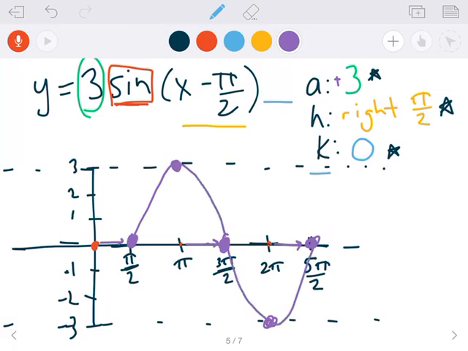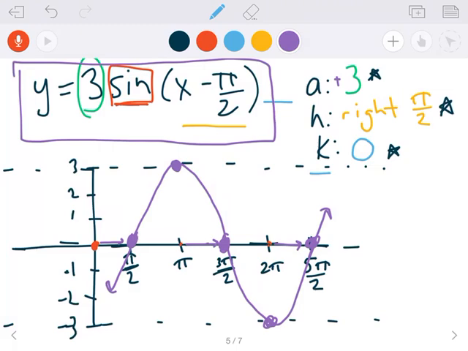Remember that trig functions are cyclic, so they repeat. You have an arrow here that's going to continue the graph going this way, and another arrow that's going to continue the graph going this way. And that's one complete cycle of y equals 3 times the sine of x minus pi over 2. Hope that helps.